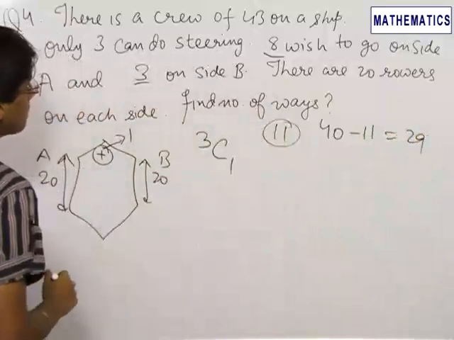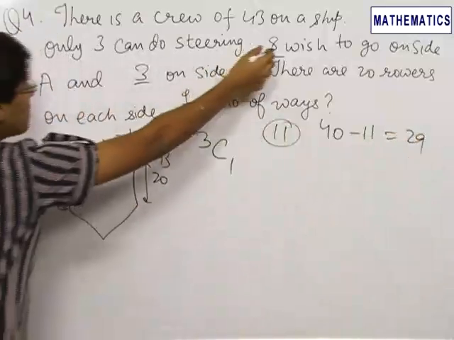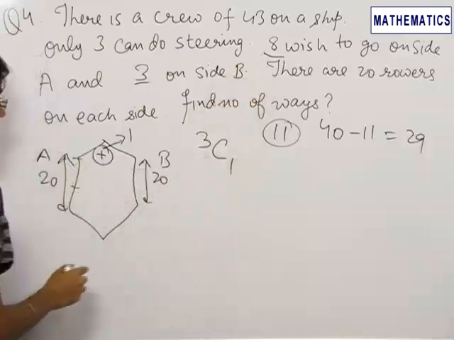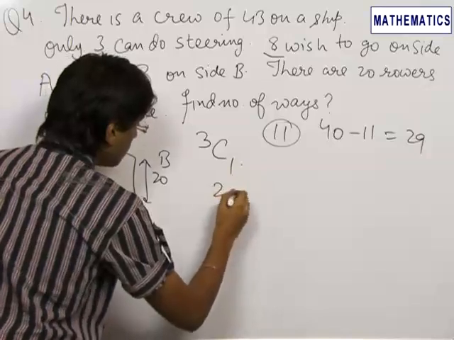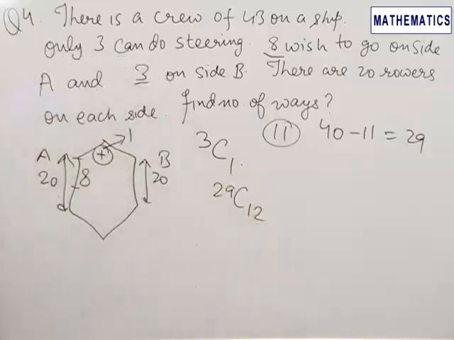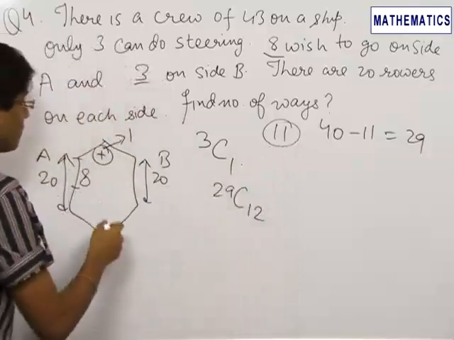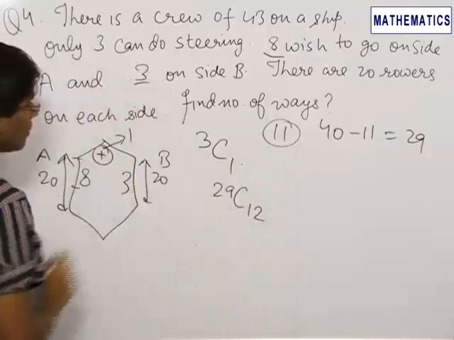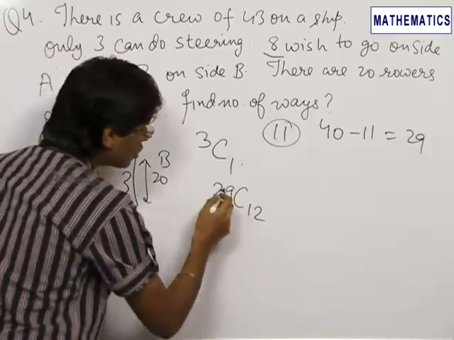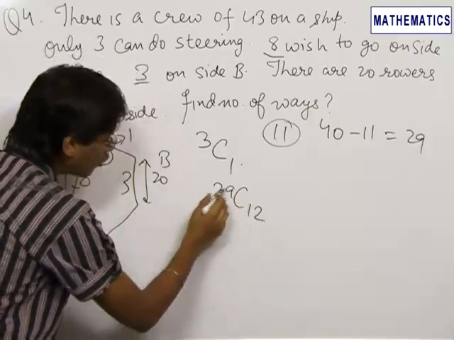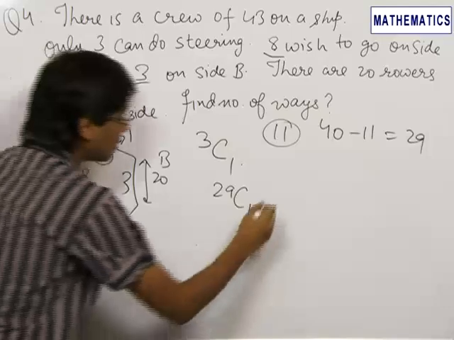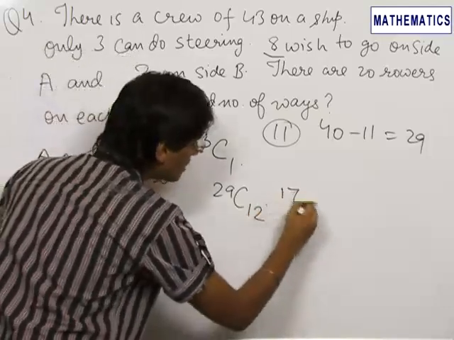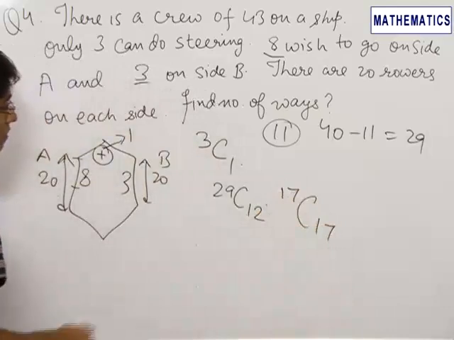Out of these 29 people, since 8 people wish to go on this side only, let us send them on this side. Now there are 12 more people required on this side. So out of these 29, we make selections of 12 for side A, and since 3 people wish to go on side B, let us send them on side B. Now there are 17 more people required over here. Since out of 29 we made 12 selections to go on side A, the remaining 17 will automatically go on this side. So we need not write anything. This is 17C17, which is 1.